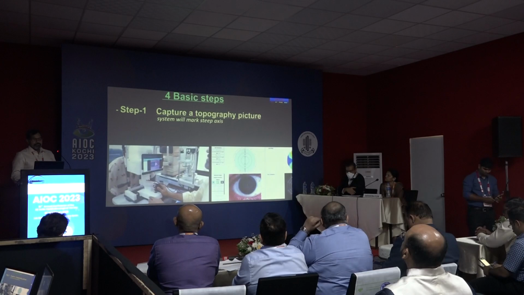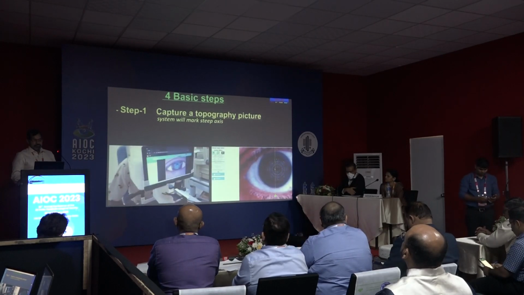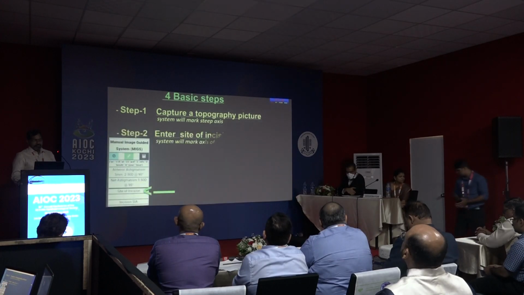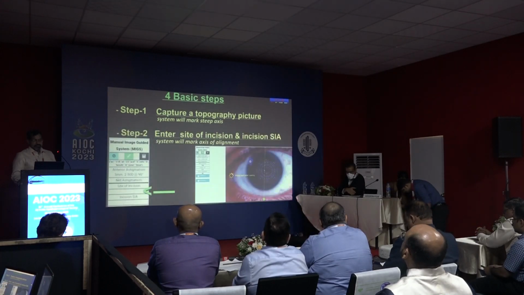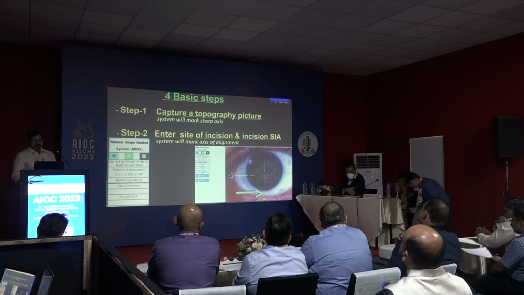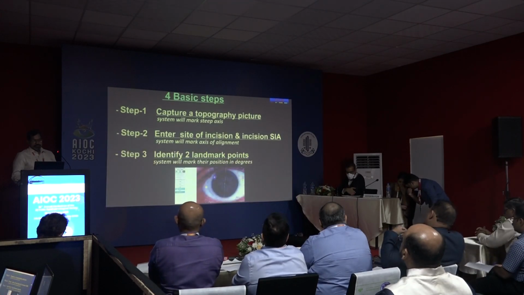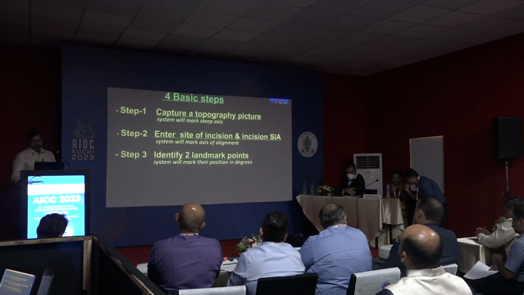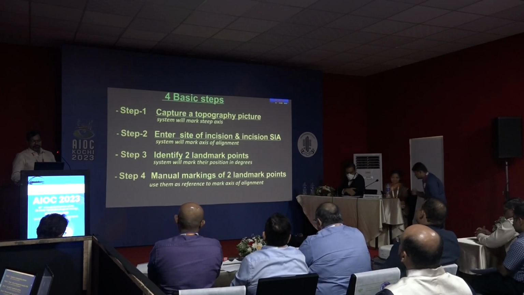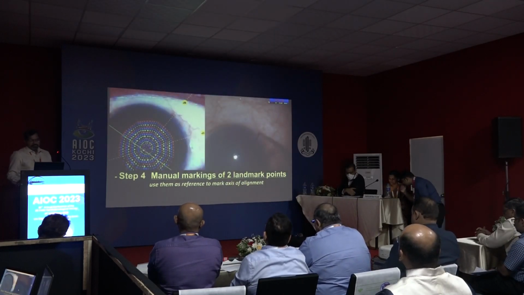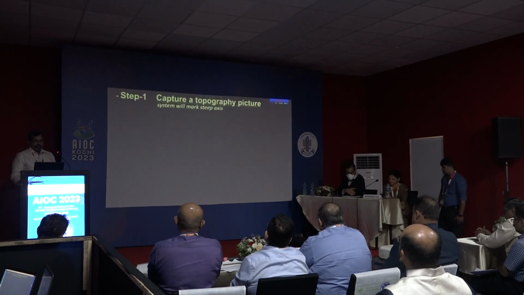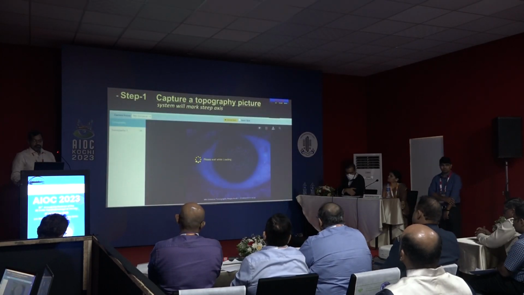There are 4 basic steps. Step 1. Capture topography picture. The system automatically marks the steep axis. Step 2. Enter site of incision and incision SIA. The system automatically marks the axis of alignment. Step 3. Identify and mark 2 landmark points. The system will mark their position in degrees. Step 4. Manually mark 2 landmark points on the patient's eye and use them as reference to mark the axis of alignment. Demonstration. Step 1. Marking of steep axis.